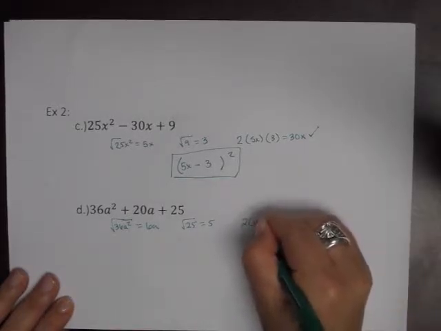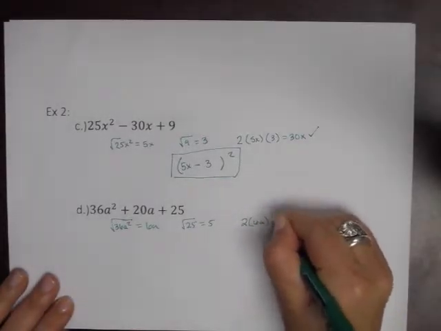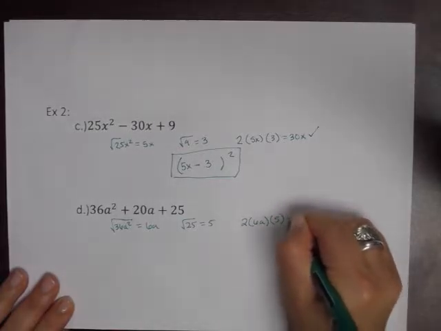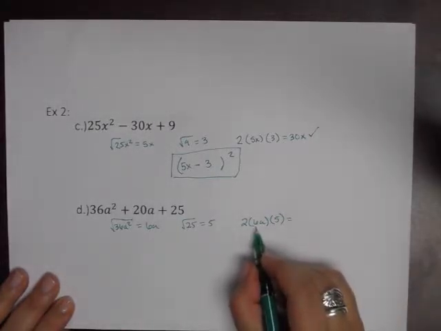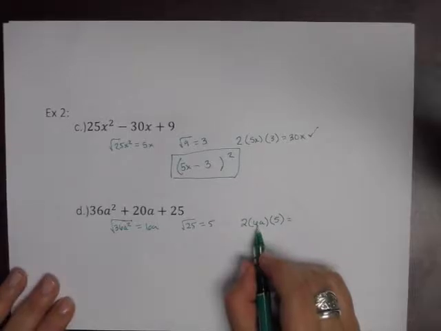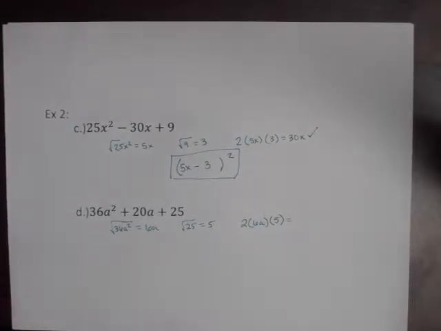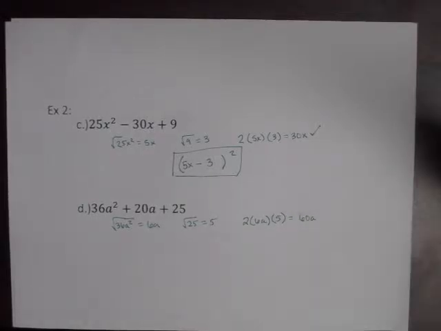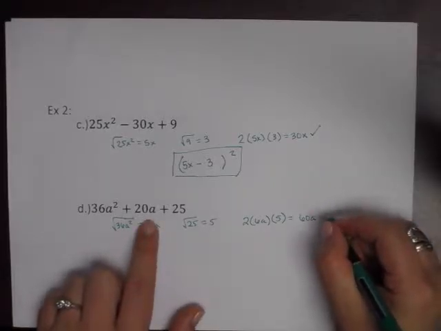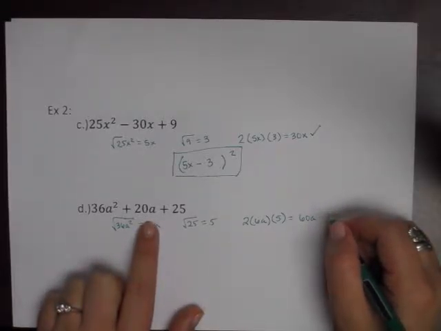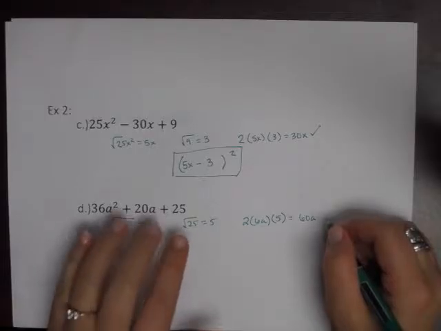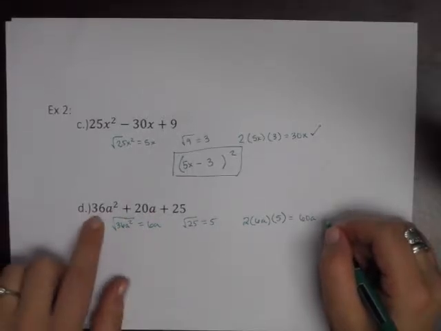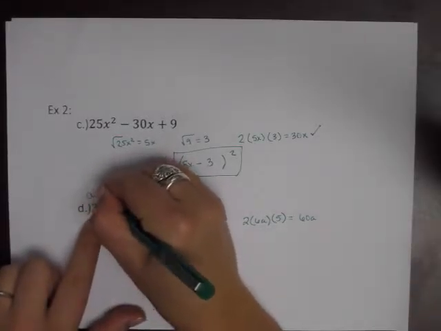So I go 2 times 6a times 5. And 2 times 6 is going to be 12. But 12 times 5, does that equal 20? It definitely doesn't. It equals 60a. Okay? So, because these don't match, this is not a perfect square trinomial. But you're not done with the problem just yet. What you have to do is, now this is in a does not equal 1 form.